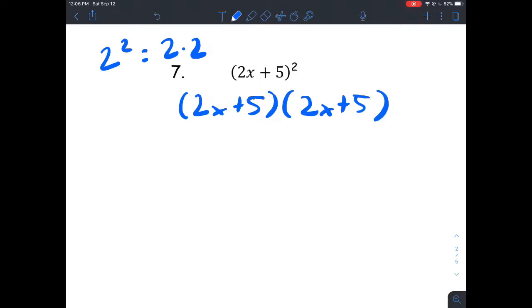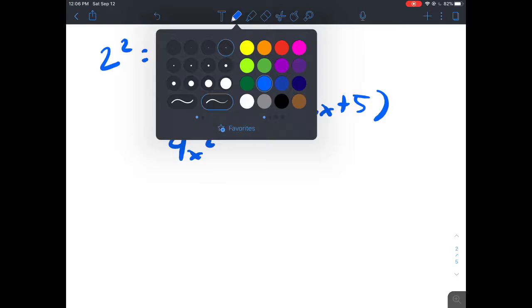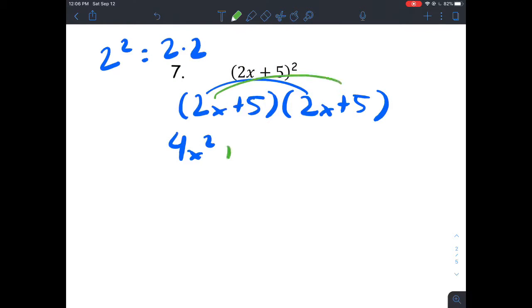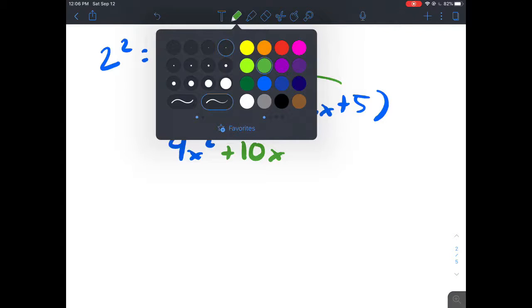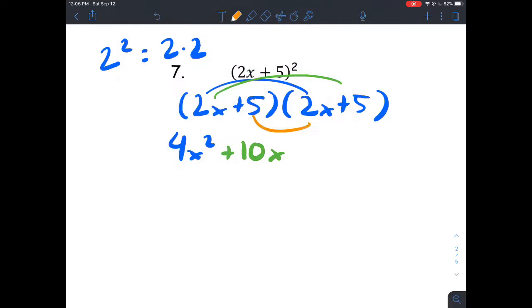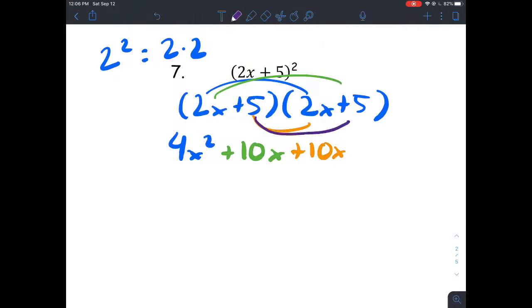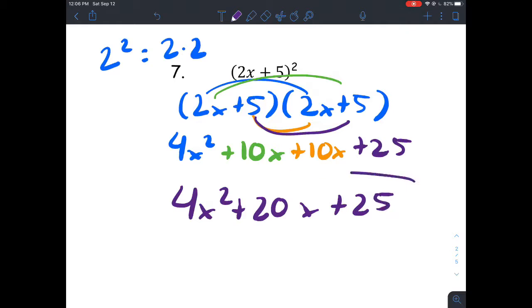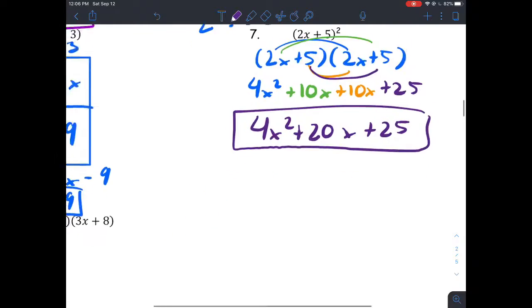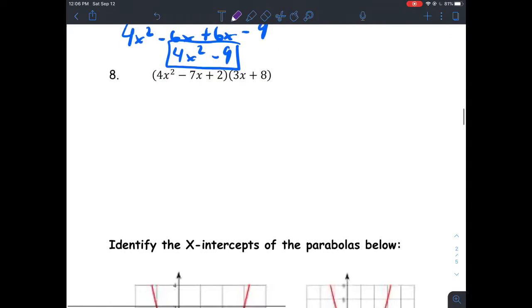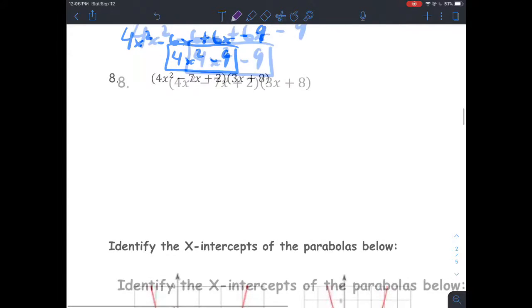So you get 2x plus 5, 2x plus 5. Then we will go ahead and FOIL. So we got 4x squared plus 10x plus 10x plus 25. So you've got 4x squared plus 20x plus 25. All right.